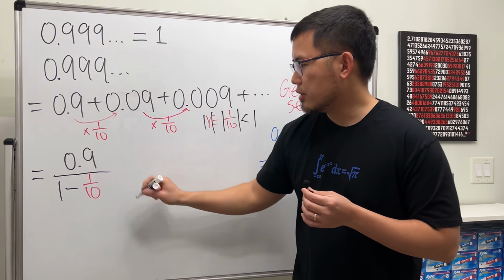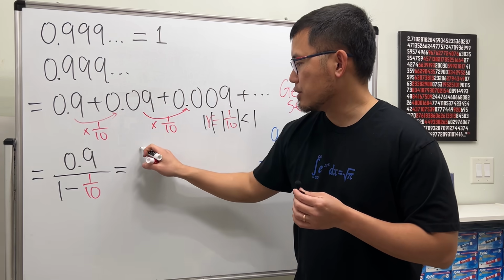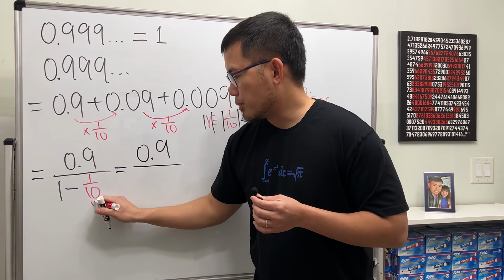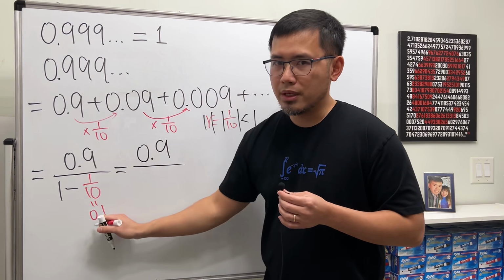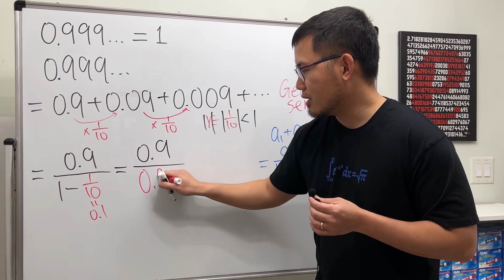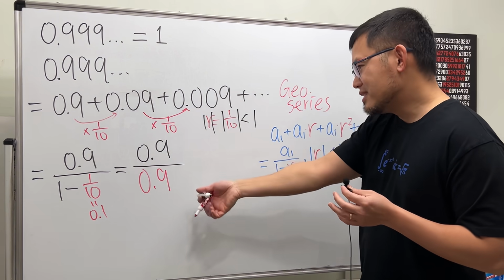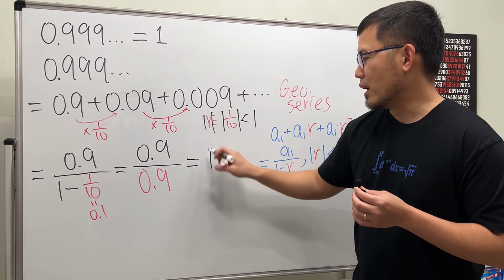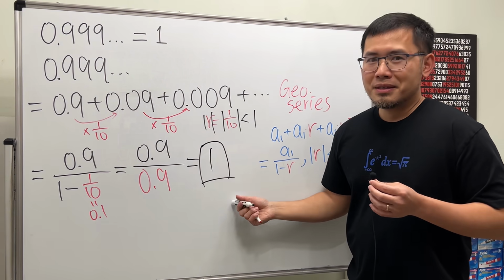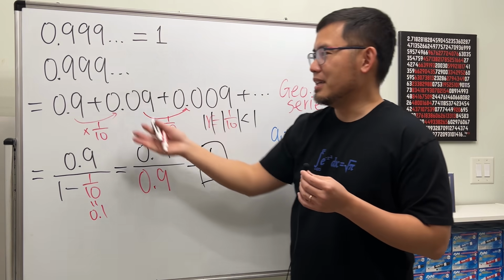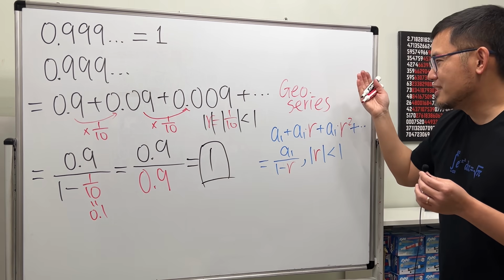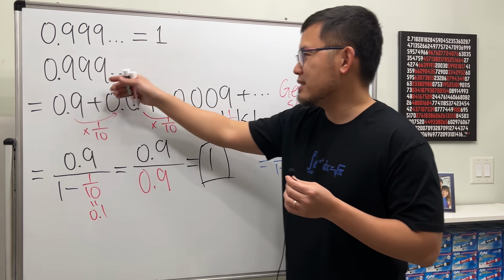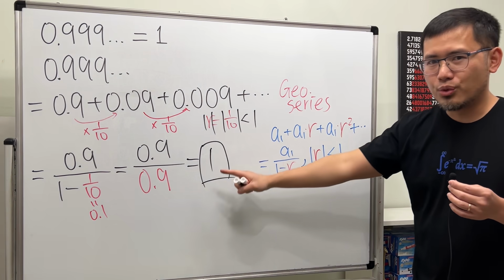Now, simplify this a little bit. Perhaps the easiest way is just keep the 0.9 on the top, over 1 minus 0.1, which is 0.9. As you can see, 0.9 over 0.9 is equal to 1. Ta-da! So when you write this down, you are in fact doing an infinite geometric series question. And this is why 0.999 repeating is indeed equal to 1.